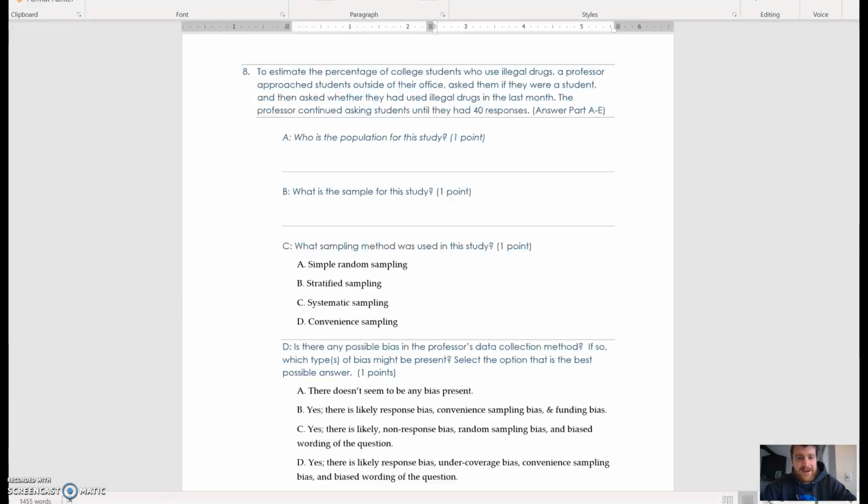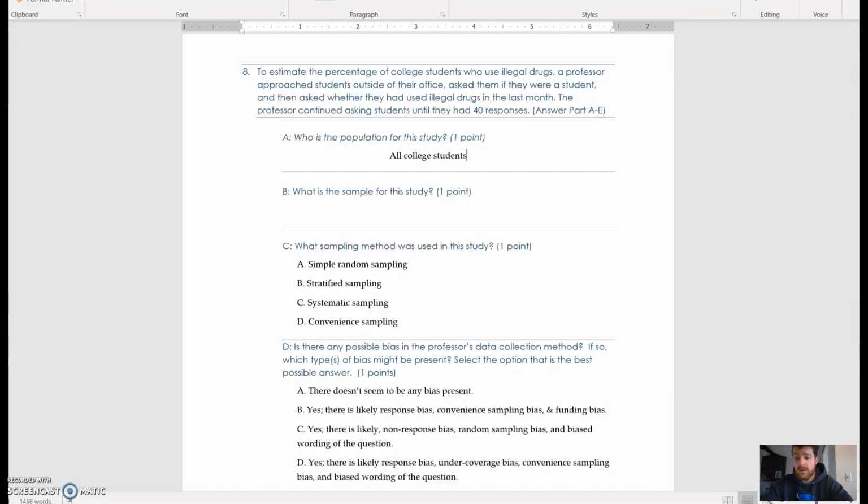So looking at number 8, we have to figure out who the population is. Well, the population is who we care to learn about in this study as a whole. So here it talks about college students and wanting to learn about college students. So the population is going to be all college students.